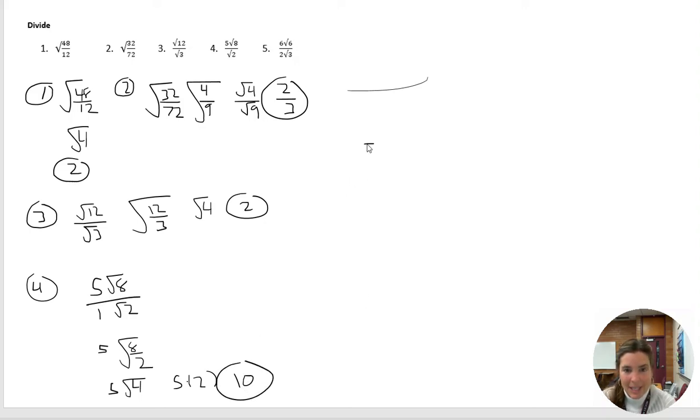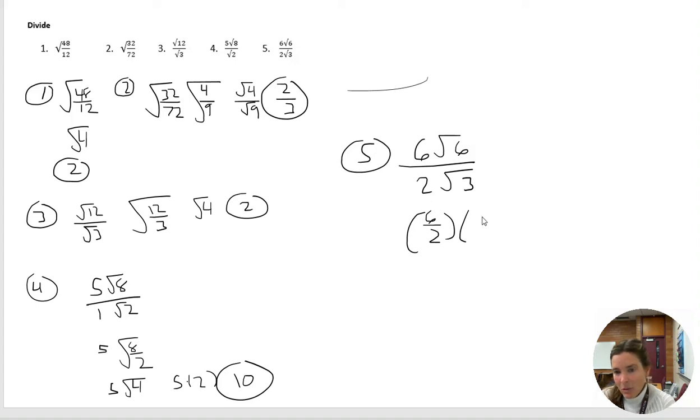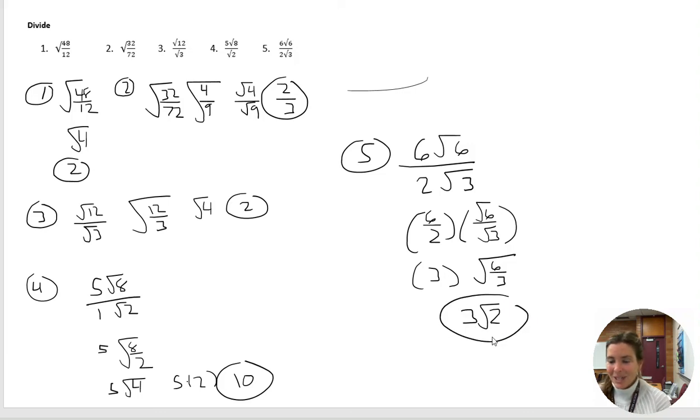Okay, and then number 5, we have 6 square roots of 6, and we have 2 square roots of 3. So we really have two fractions that we're multiplying together here. We have 6 over 2, and then we have square root of 6 over square root of 3. So let's go ahead and simplify this 6 over 2. That really just makes a 3. And then if I rewrite the square root of 6 over square root of 3 as square root of 6 over 3, 6 over 3 simplifies to a 2. So our final answer is just 3 square roots of 2.